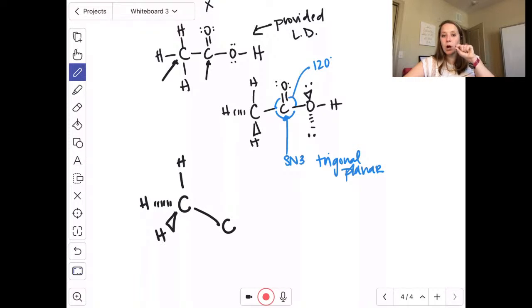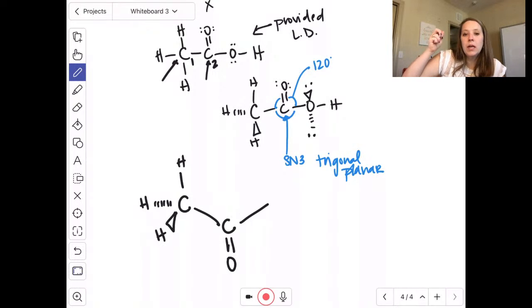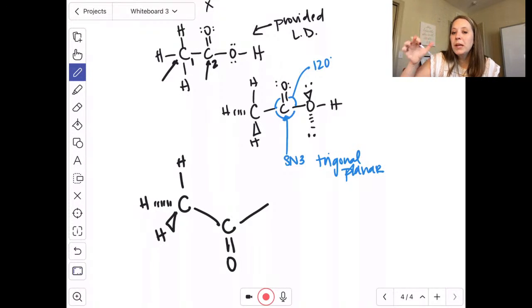Now, this next carbon, carbon 2, is going to have a steric number of 3. We know that that means that it's going to have 120 bond angles. So I put the double bond oxygen at the bottom. You could have put them in either way. That would have been fine.